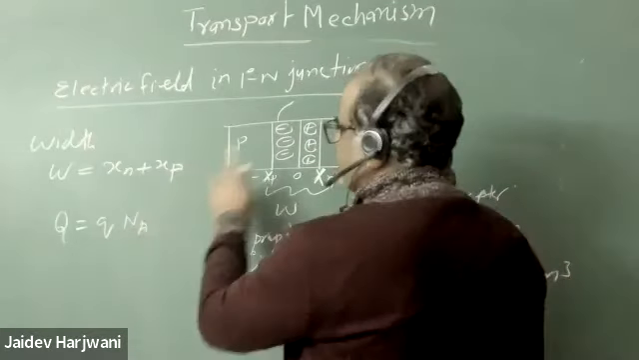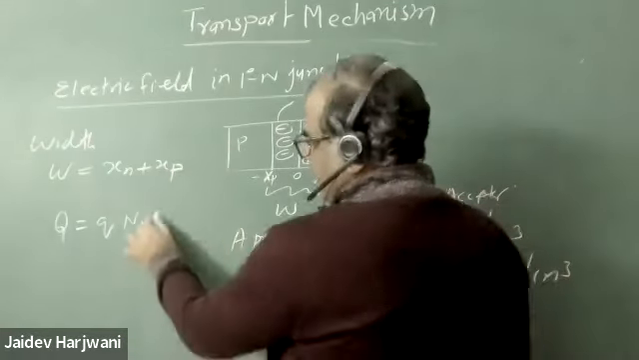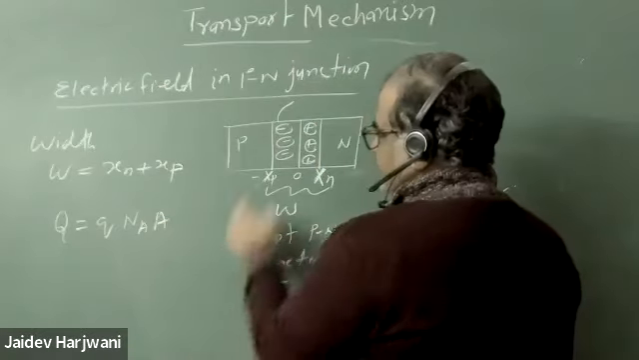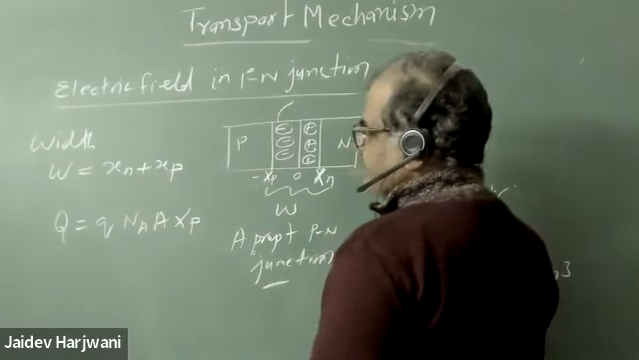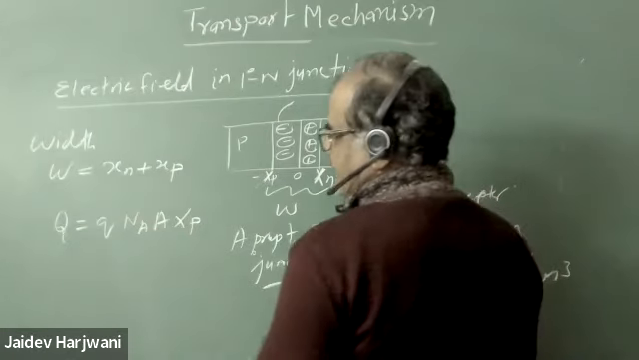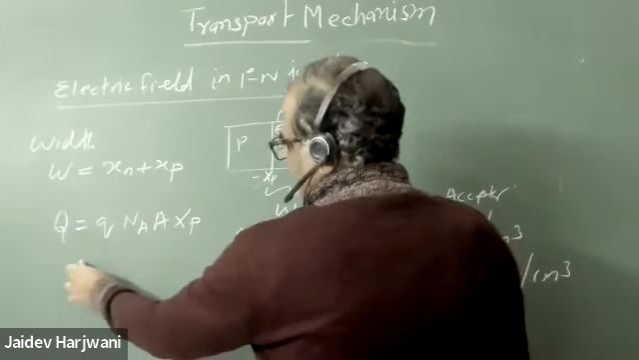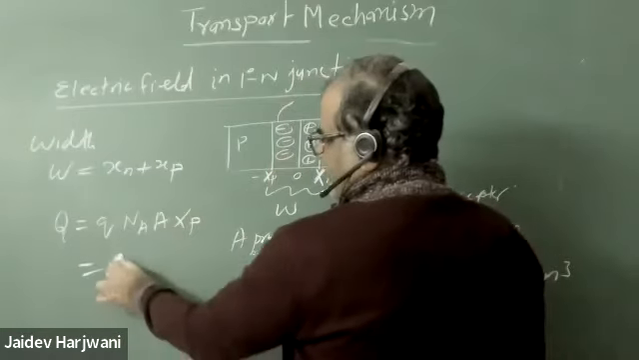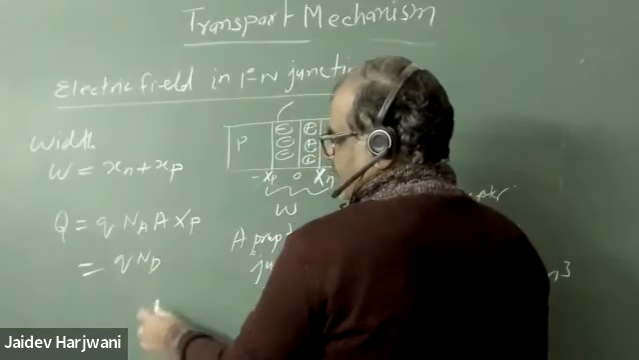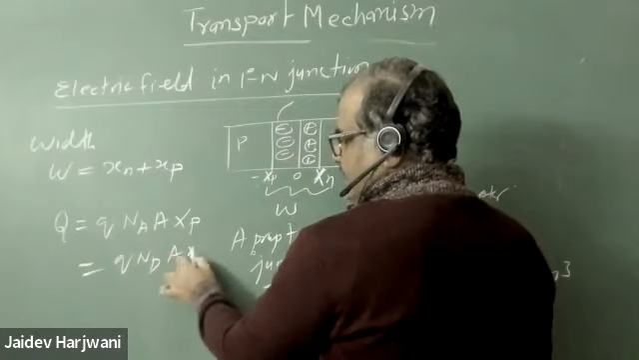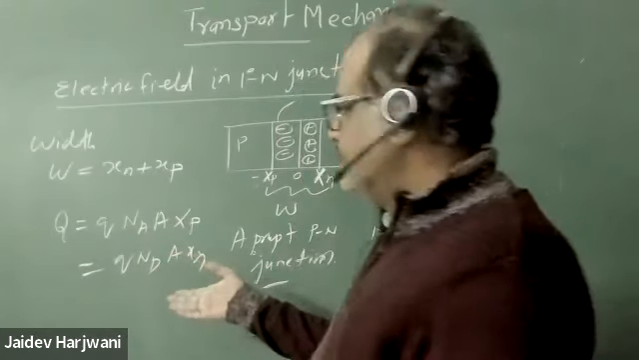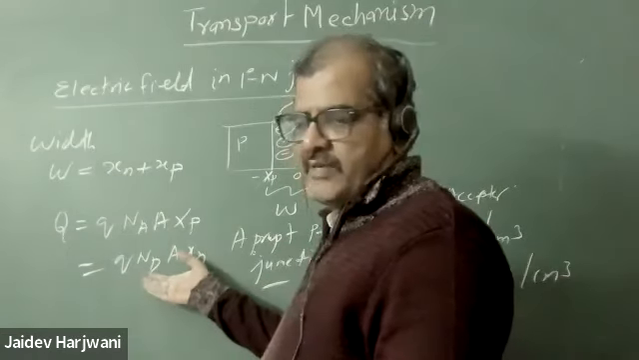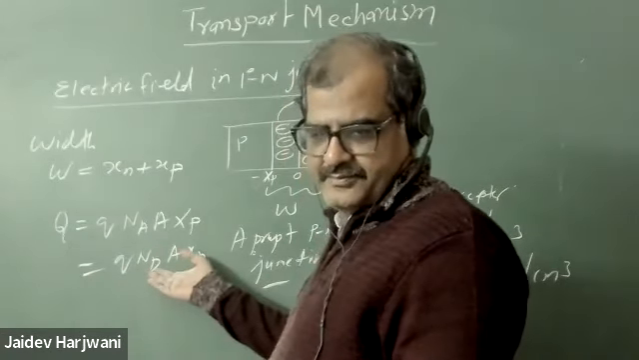If I multiply by volume, with cross section A and width Xp, this becomes your charge on the p side, isn't it? Similarly, the charge on the n side I can write as Q Nd A Xn. Are you comfortable with these expressions? Are you writing how I'm writing this expression?